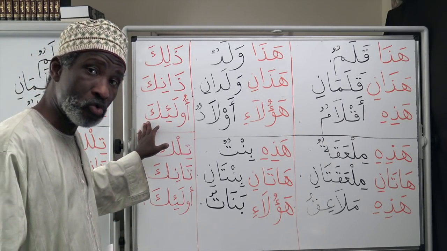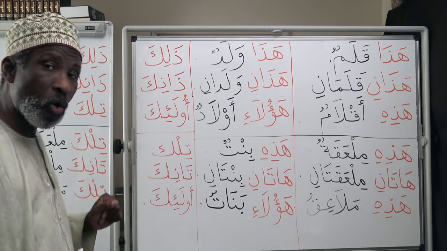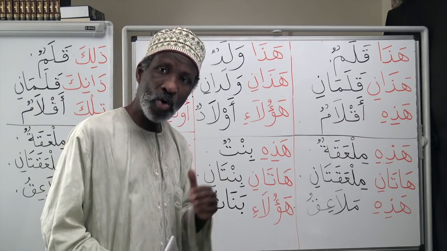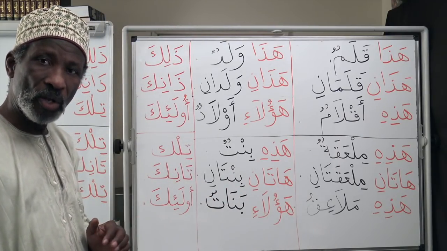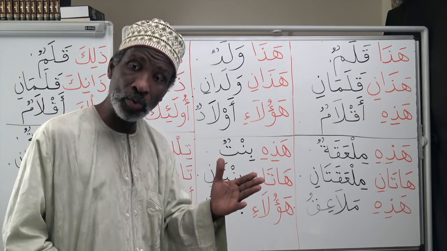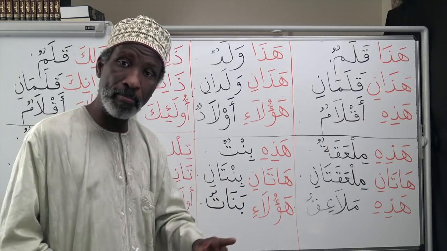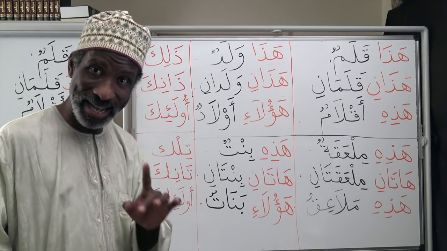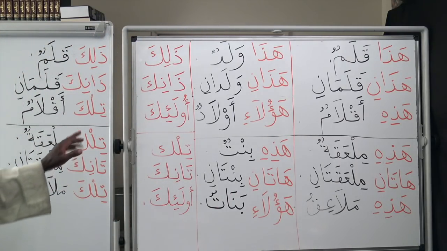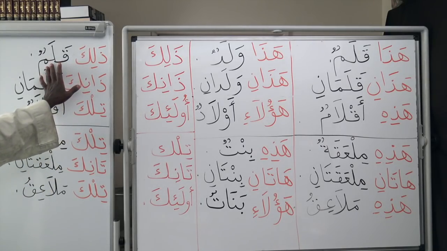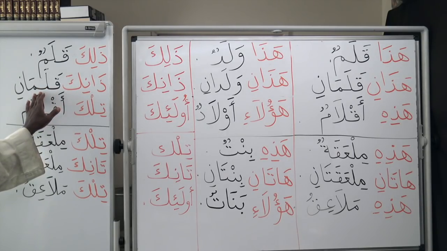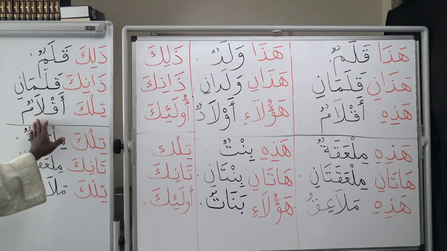أولئك, those, you use that only for human, three or more. أولئك أولاد, أولئك بنات. When you want to refer to objects, saying those, you refer to non-human plural as a singular feminine again. You use in this case تلك. So when we come to pens, this is ذلك قلم, that is a pen. ذلك قلمان, those are two pens. تلك أقلام, those are pens.